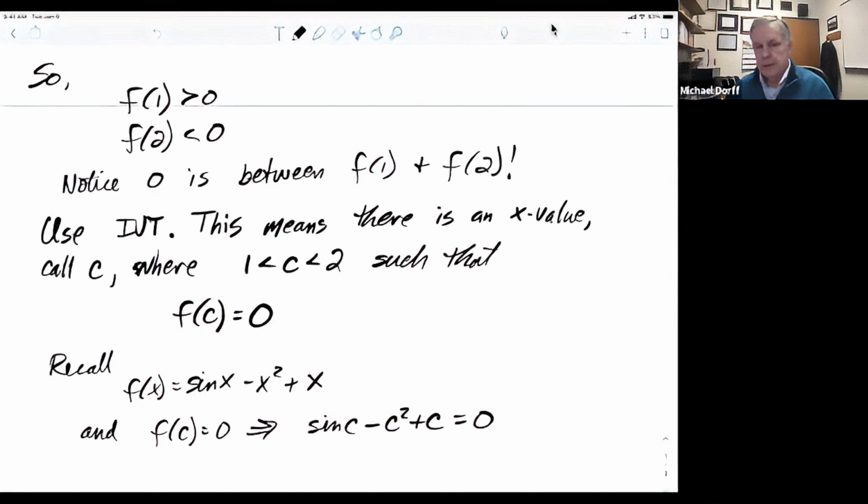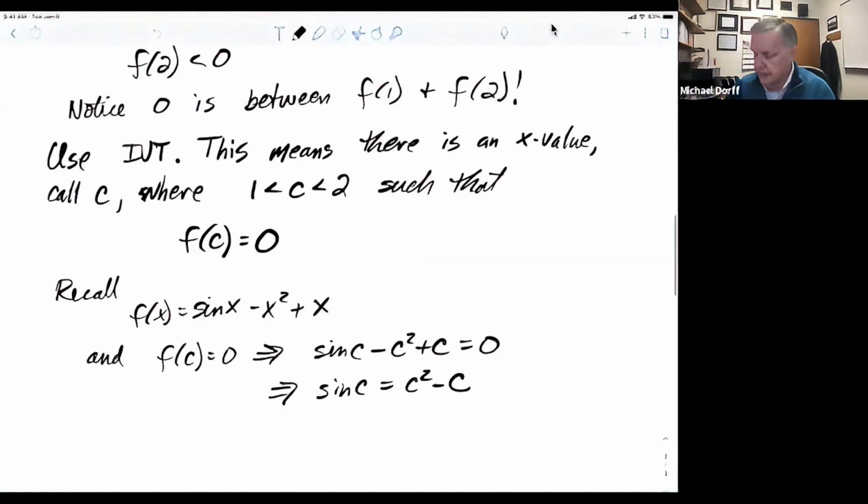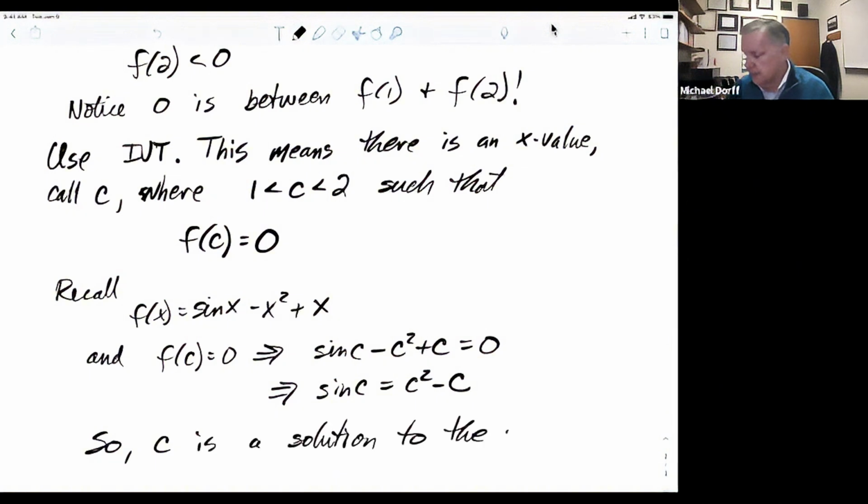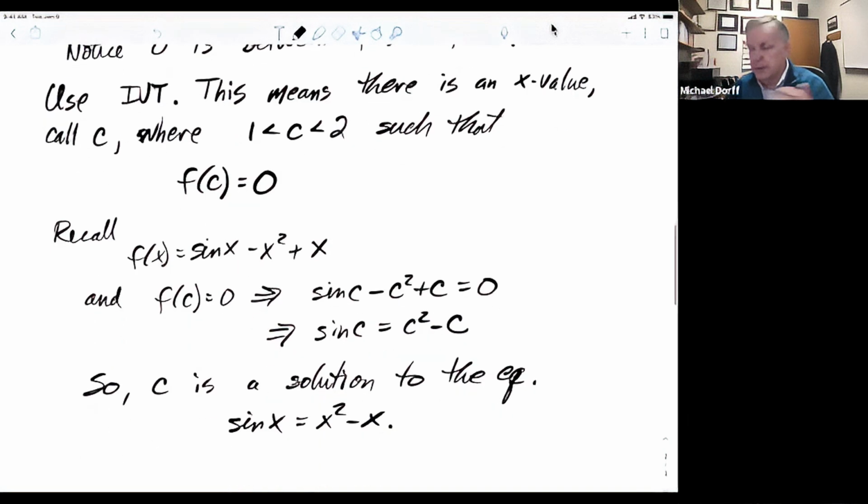If I now bring the minus c squared plus c to the right-hand side, I'm going to get the sine of c equals c squared minus c. So c is a solution to the equation sine of x equals x squared minus x. And we're done. That's it. Hope that helps.